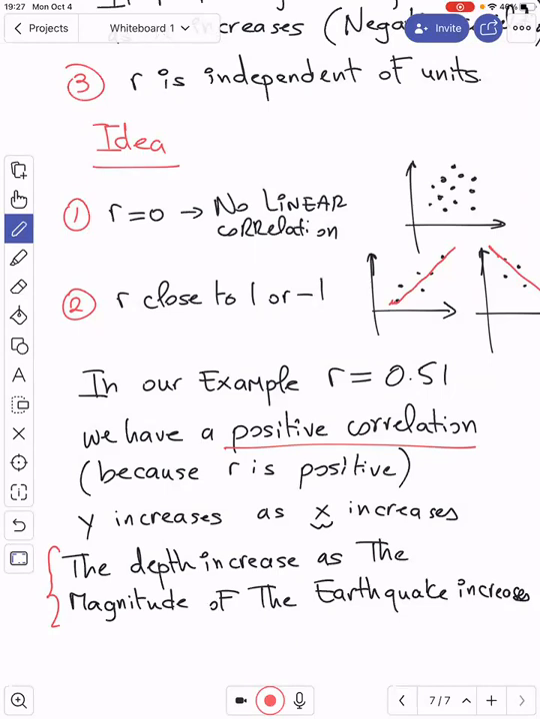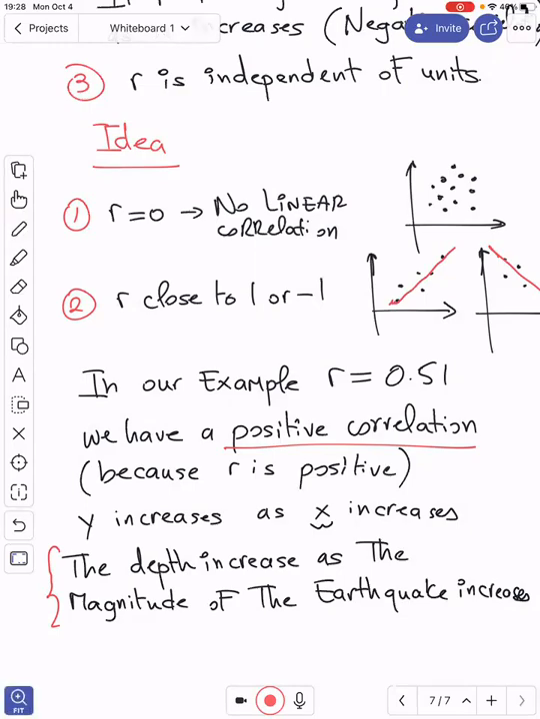So in this case, when you are close to zero, you have a very low linear correlation, right? If you are close to one, or close to -1, you have a strong linear correlation. But in this case, it's 0.51, right? Again, it's between 0 and 1, or 0 and -1. So the strength of the linear correlation here is actually moderate.